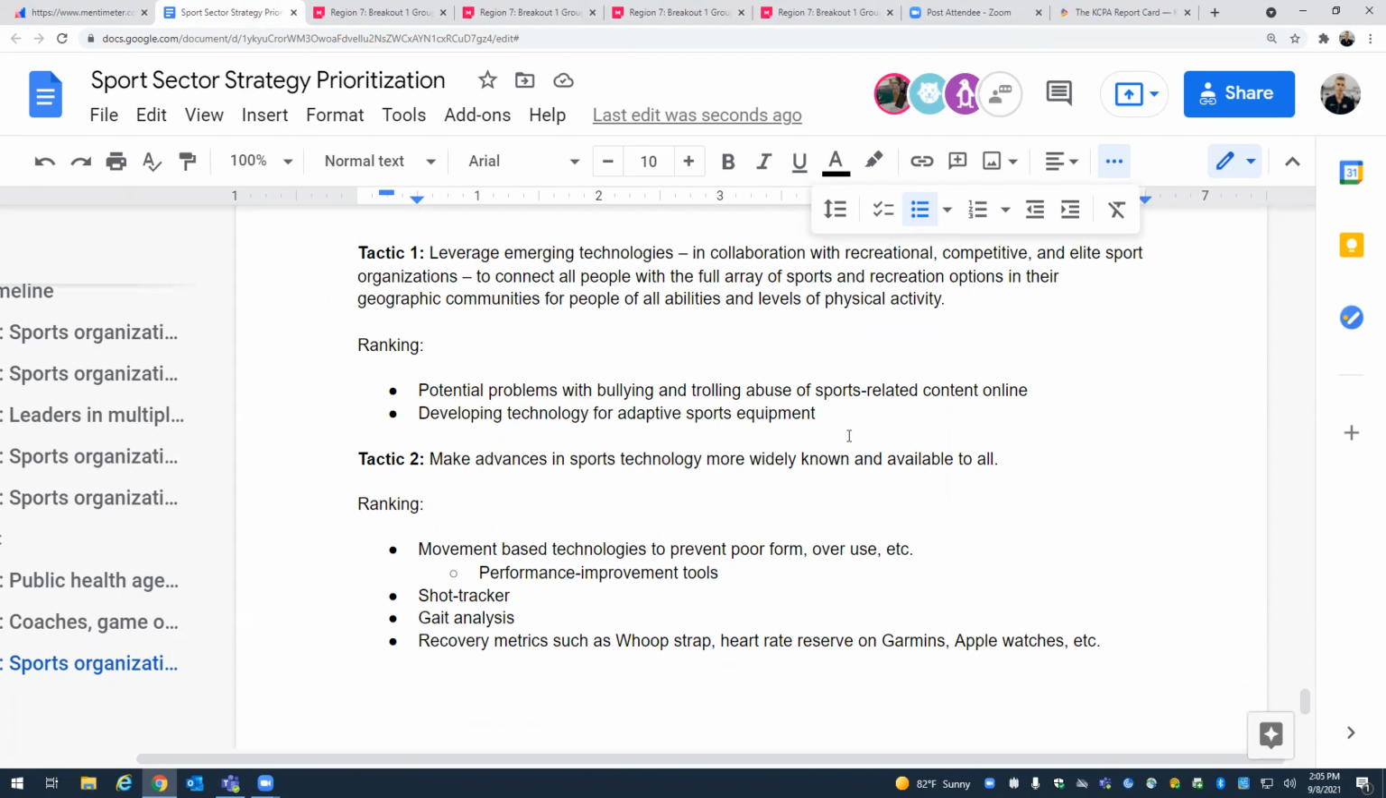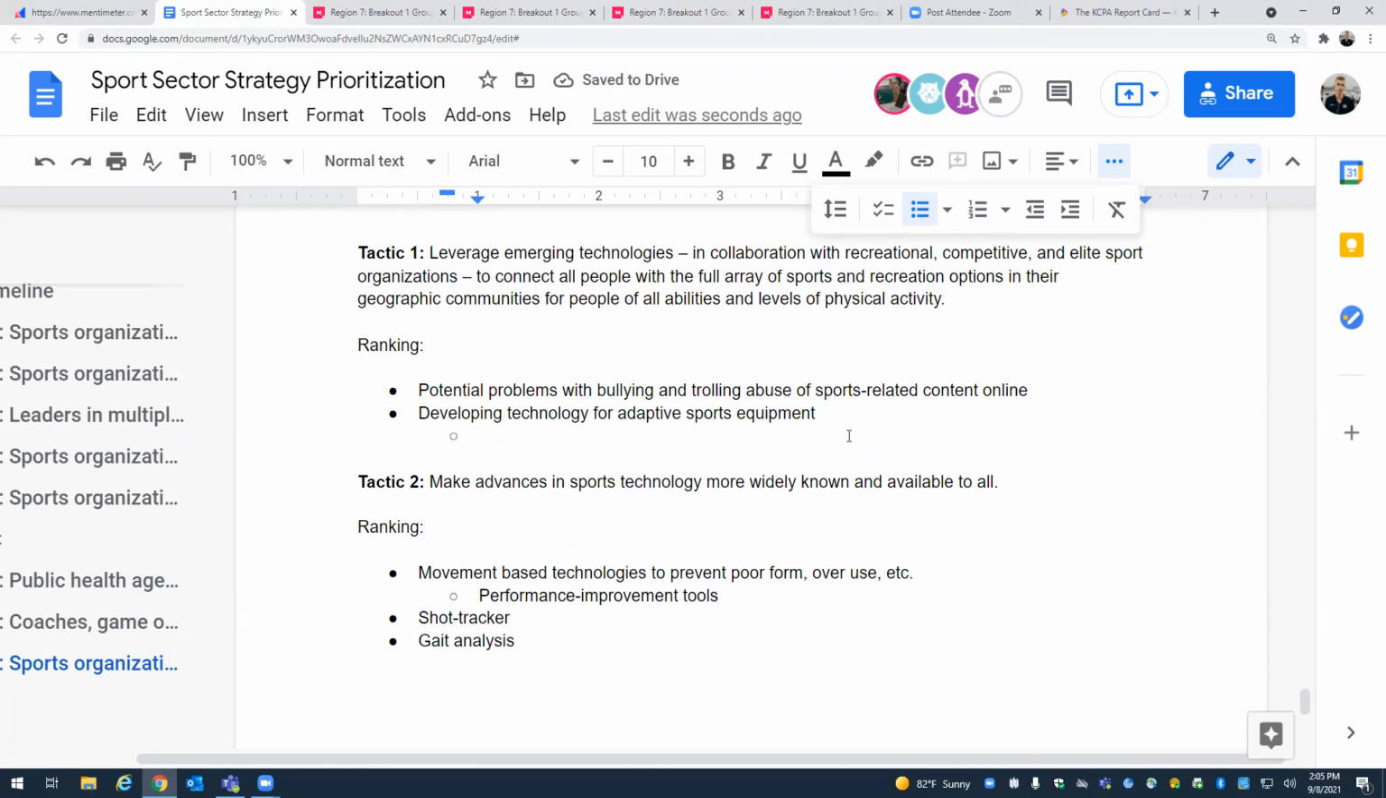Thanks. That's very informative. So it's really connecting the participants themselves with existing technology to help them participate in the sport in general. Thanks.